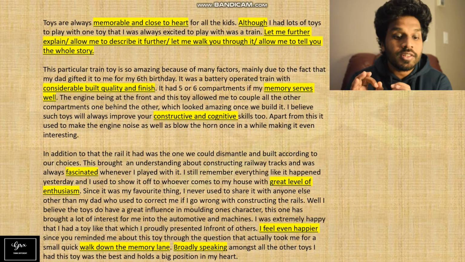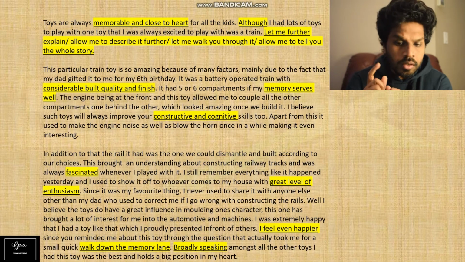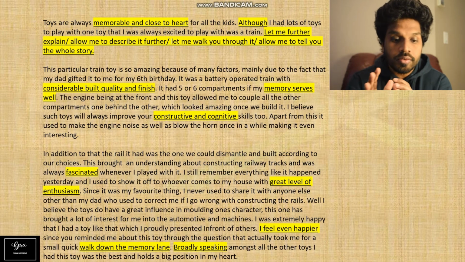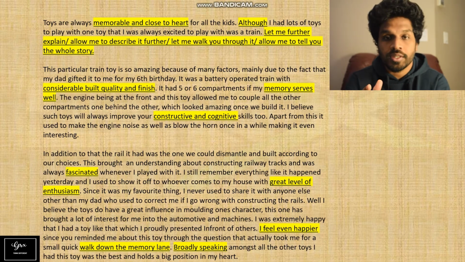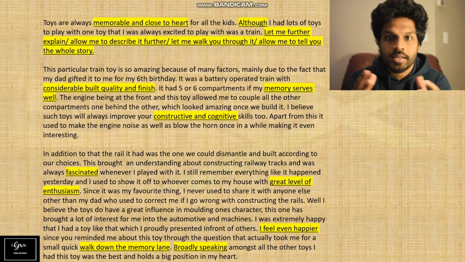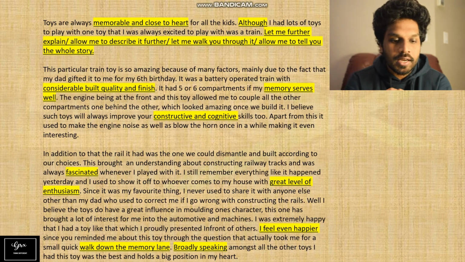Well, I believe toys do have a great influence in molding one's character. This one has brought a lot of interest for me in automotives and machines. Being a guy or being a kid, of course I was driven towards automotives and machines. That's what I was trying to explain. I was extremely happy that I had a toy like that, which I proudly presented in front of others.